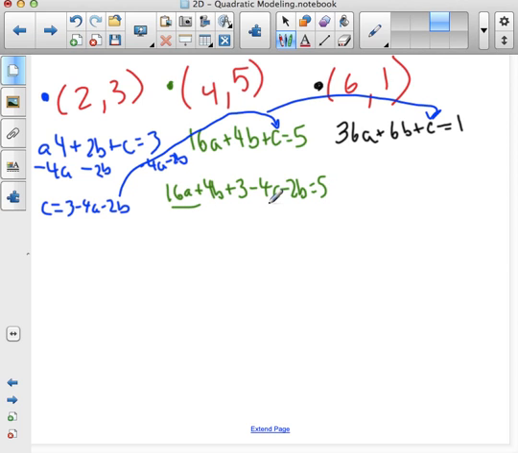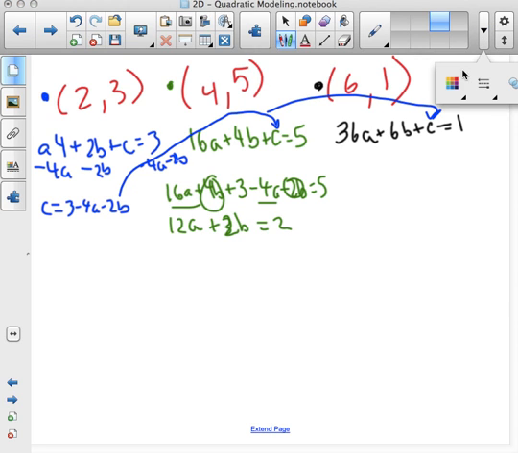So now I'm going to combine like terms. 16A and negative 4A is 12A. 4B and negative 2B is 2B. So plus 2B. Ooh, I wrote 3. 2B. And then I'm going to minus 3 from both sides, and it will equal 2.